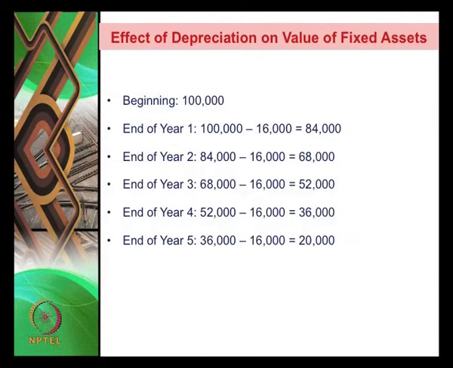Now how is this going to be reflected in the balance sheet? At the beginning, the value of the asset will be denoted as 100,000 because this is the cost of acquiring the asset. At the end of year 1, we have used the asset for 1 year. So, therefore, the asset depreciates by 16,000. So, at the end of 1 year, the value of the asset reflected in the balance sheet would be 100,000 minus 16,000, that is 84,000.